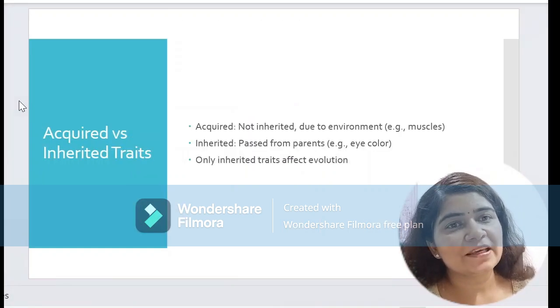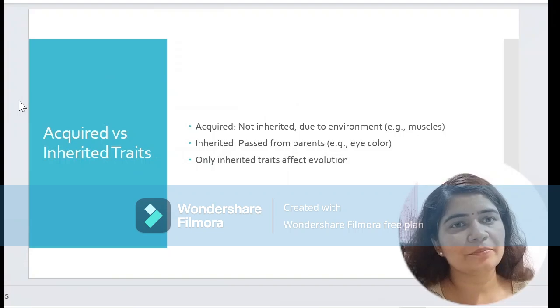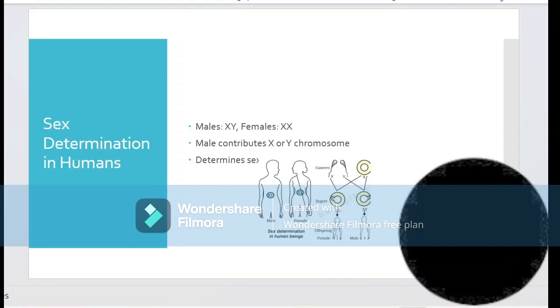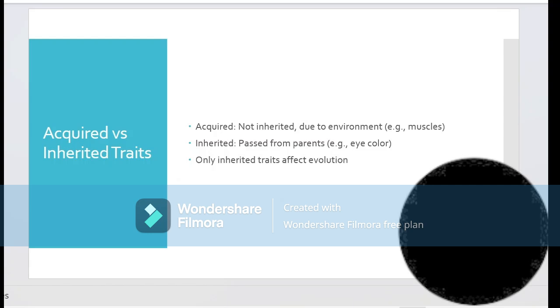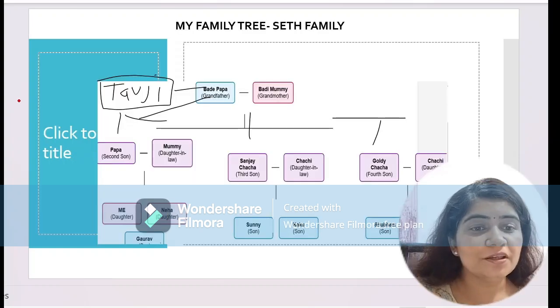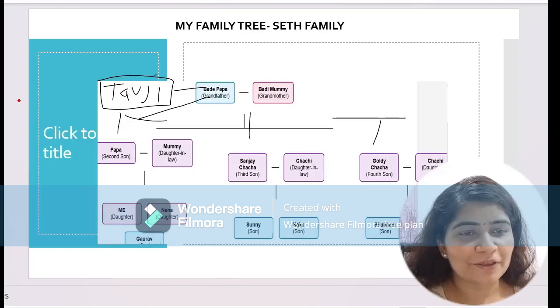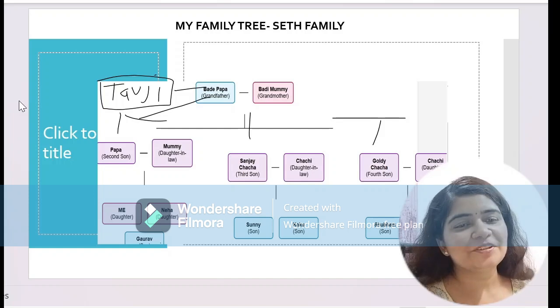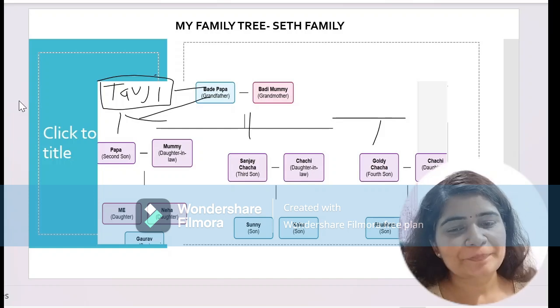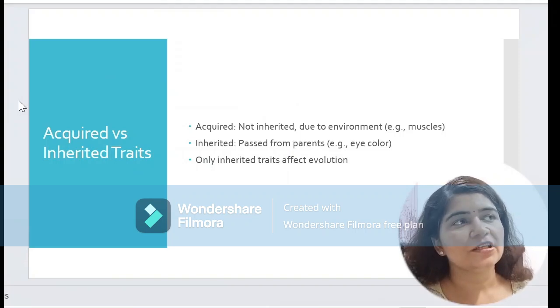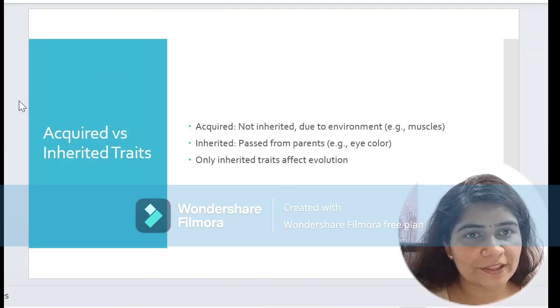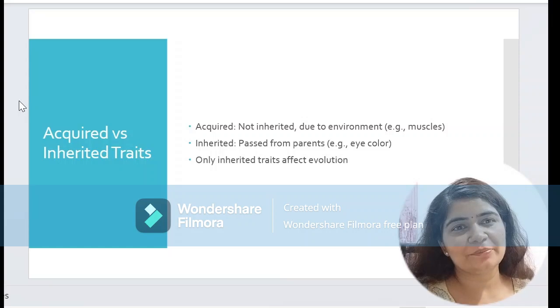See what I have for you. I've made a family tree. Let me get it back to you. I have made a family tree of my family where I represented my grandparents, my parental generations, my papa, chacha, Sanjay chacha, Goli chacha, and their families. So same ways you can make your own combinations also. You can make your own family tree also. It will be very nice doing that.